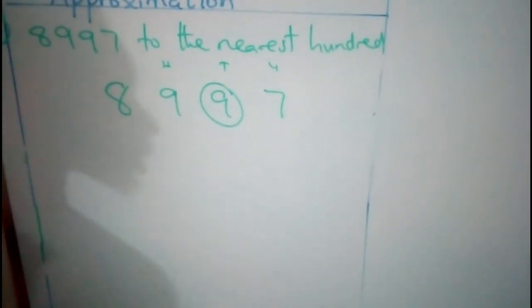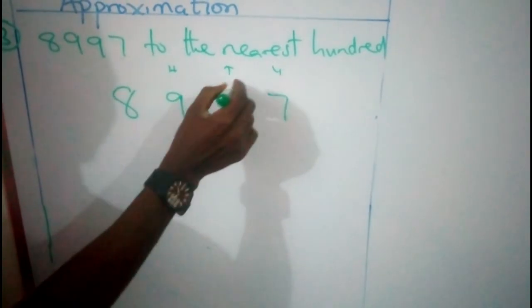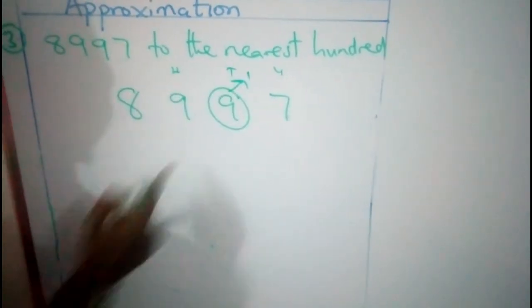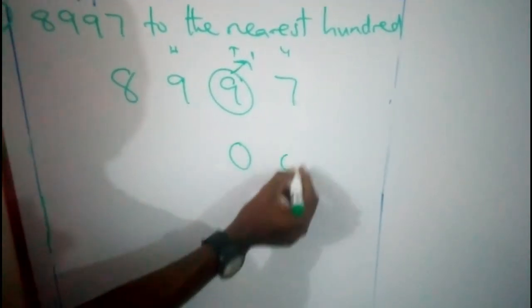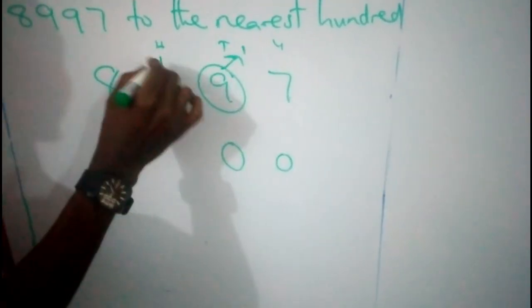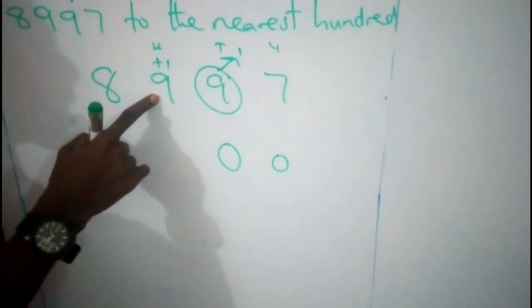What do we do to 9? Do we round it up or down? Of course, we need to round it up because it's more than 5. So you round it up to 1. Automatically, the circled digit becomes 0. Any other digit after it becomes 0. What happens to your 1? You add it to this 1. So 1 plus 9 gives you 10.